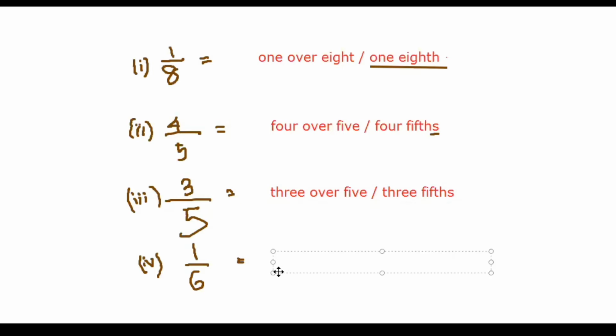Last one. It is one sixth. Am I correct now? No, wrong. Why? Because 1 is in the numerator. If 1 is in the numerator, you can't put S at the end. So one sixth is the correct answer.